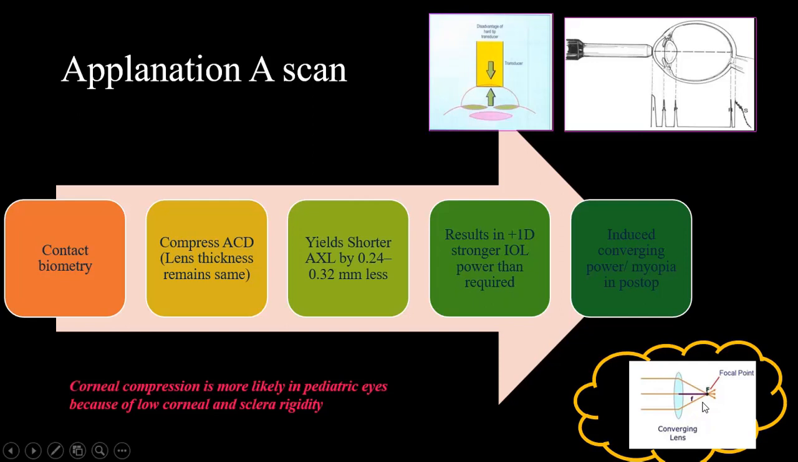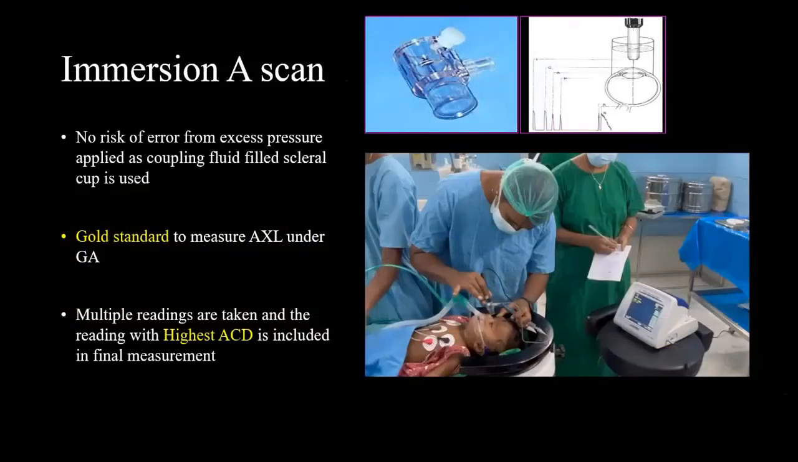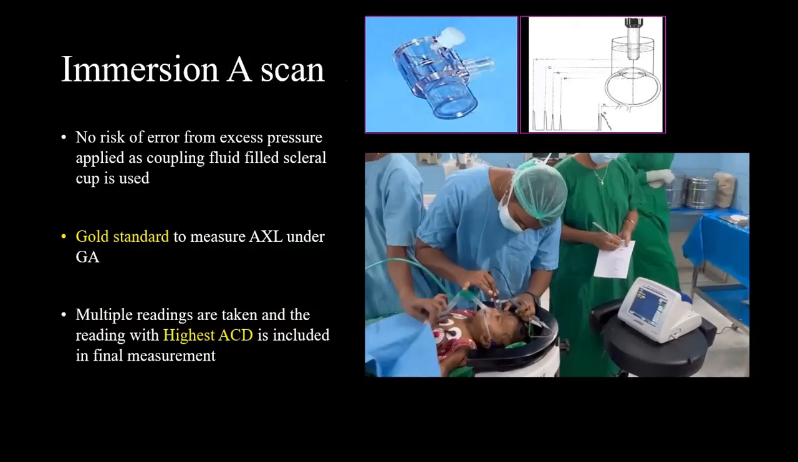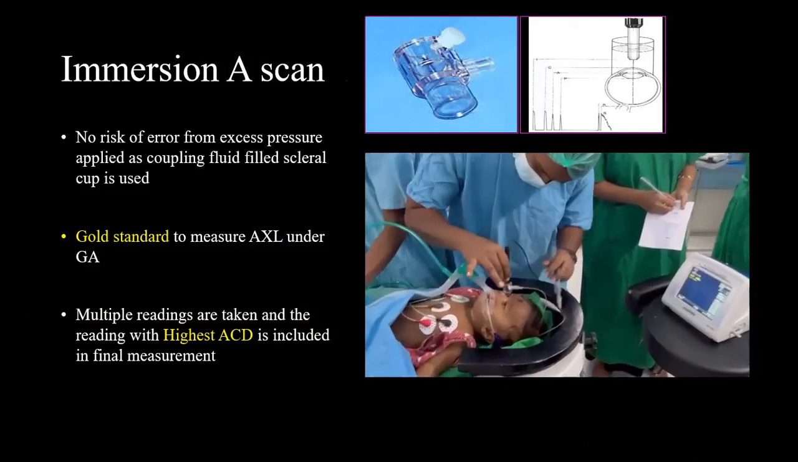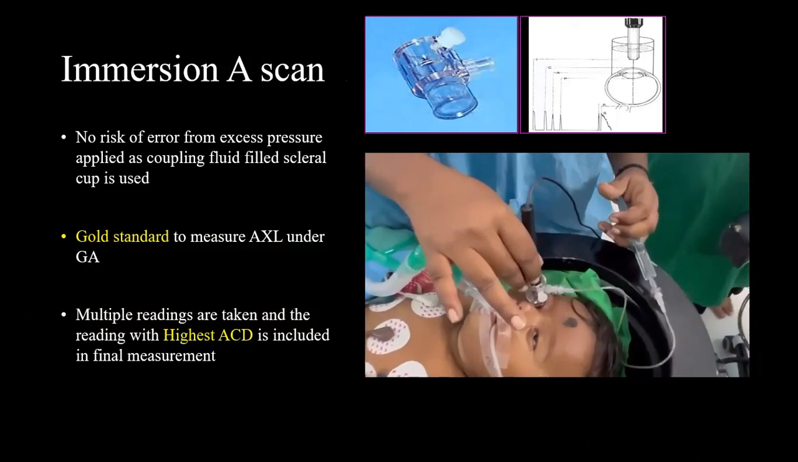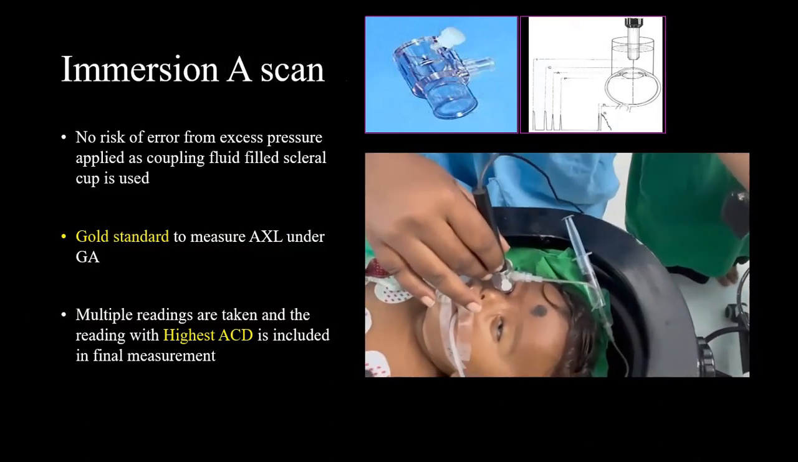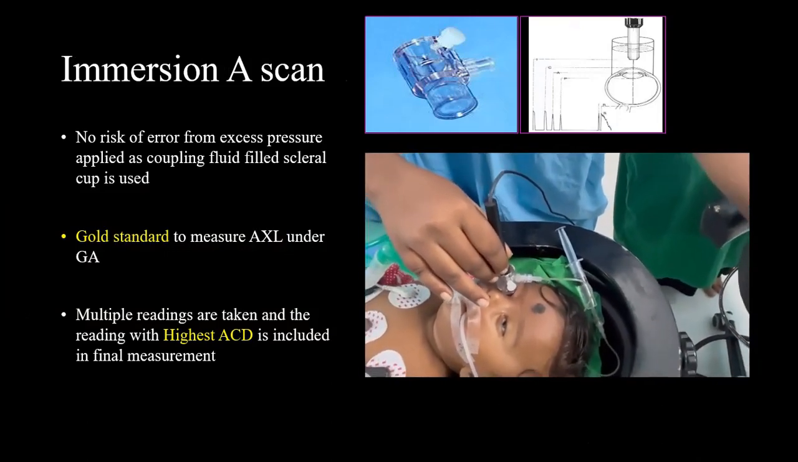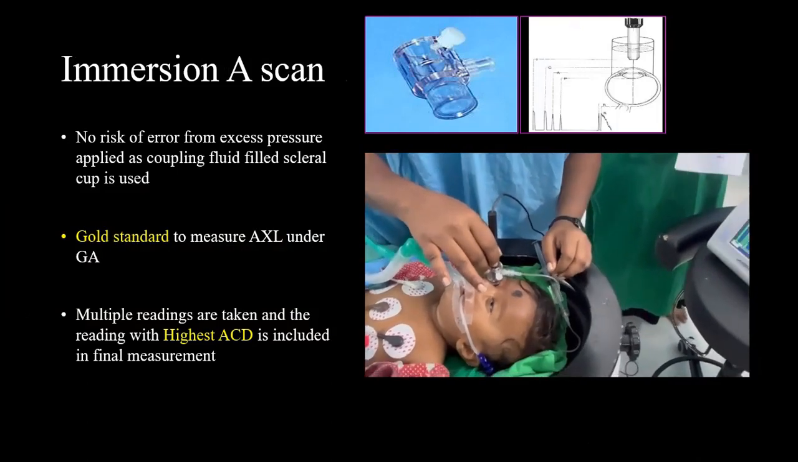This corneal compression is more likely in pediatric eyes because of the low corneal and scleral rigidity. Whereas this error of excessive pressure can be avoided by using the immersion A scan, which is the gold standard to measure the axial length under general anesthesia. And the reading with the highest anterior chamber depth will be included for the final measurement.